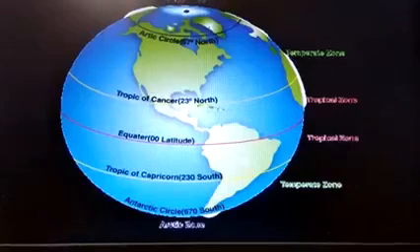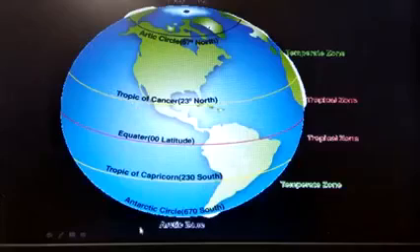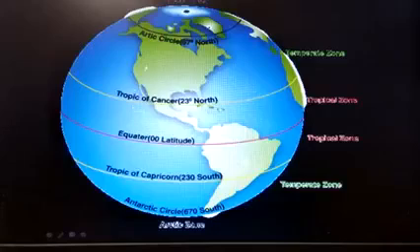Now look at this globe. Here we have the equator line, which is 0 degree latitude. Next we have Tropic of Cancer and Tropic of Capricorn, which are below the line of equator. Then we have Arctic Circle, then Antarctic Circle, and various other lines drawn on the globe. What these lines are, we are going to tackle next.